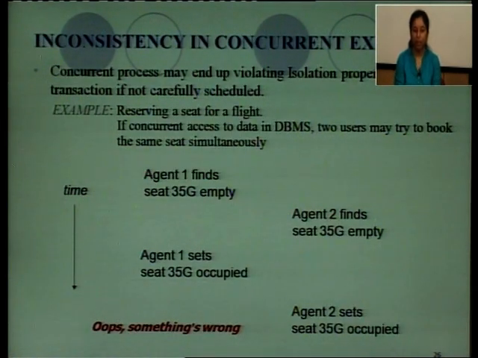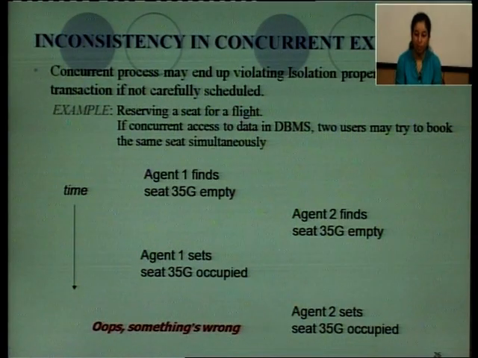Now, inconsistency in concurrent execution. So, what is inconsistency? Concurrent processes may end up violating the isolation property of the transaction if not carefully scheduled. This is known as inconsistency in a concurrent system. For example, we have a reserved seat for a flight. With concurrent access to data in a database system, two users may try to book the same seat simultaneously. This is an easy example of inconsistency in concurrent execution.